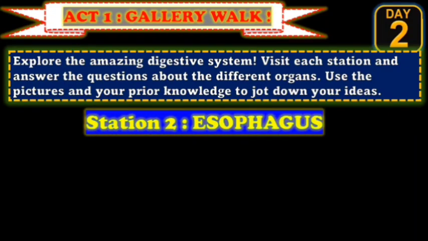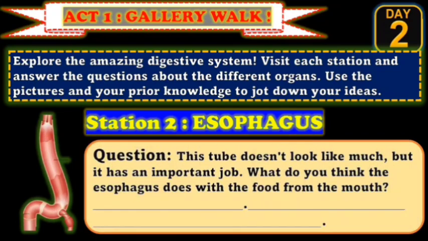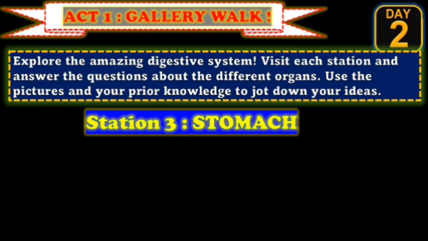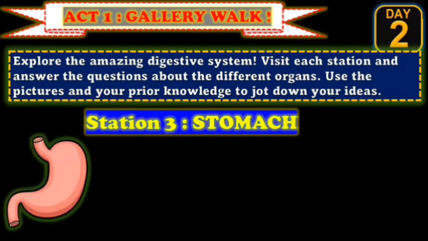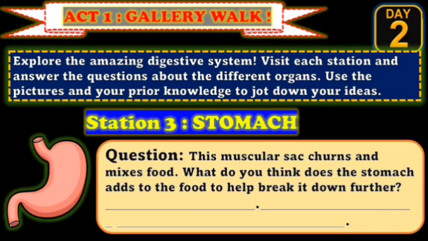Station number 2 is esophagus. Your question is, this tube doesn't look like much, but it has an important job. What do you think the esophagus does with the food from the mouth? Station number 3 is stomach. Question: this muscular sac churns and mixes food. What do you think the stomach adds to the food to help break it down further?